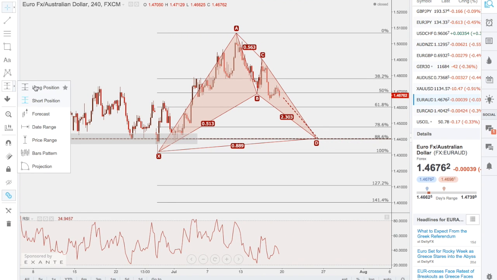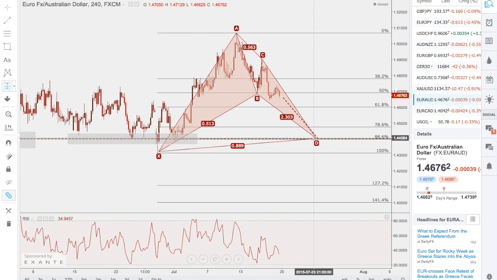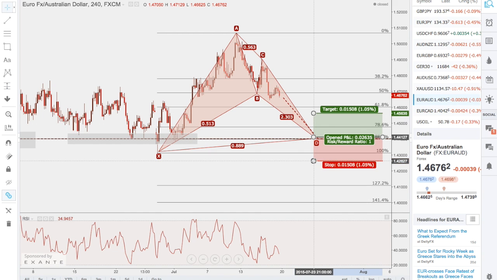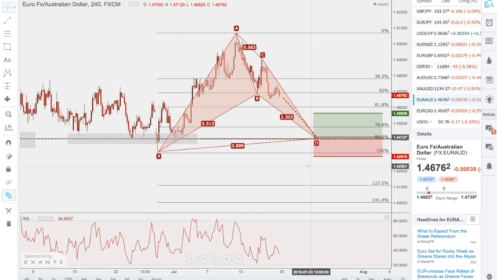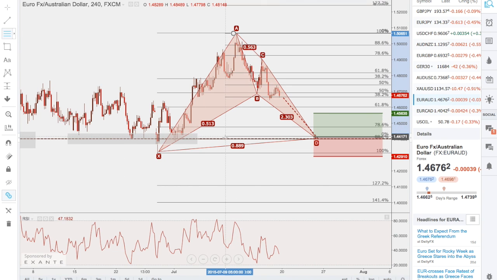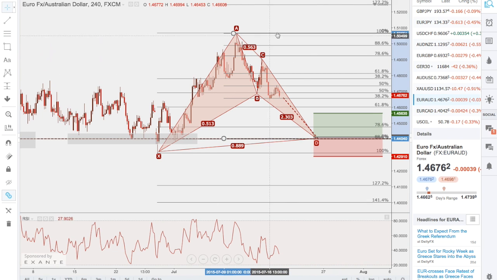Alright, so what we are expecting is that if price does really come back down, we'll be looking for a buy trade, and our stops will simply go below this X, right? And you add a little bit for the buffer so that you don't get ripped up. Right, and for our targets for trading the harmonic pattern, we like to use Fibonacci to set our targets as well. Alright, so let me just remove this one.